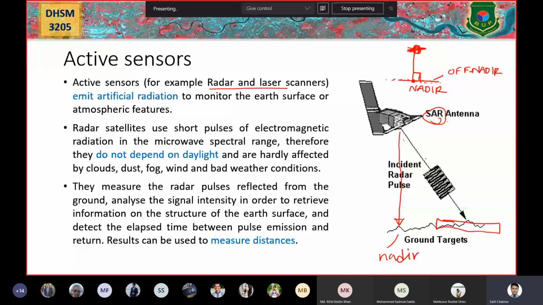Let's come back to the active sensors. As I was saying, active sensors comprise radar and laser scanners. All of them have their own energy sources. They emit this energy, the energy falls onto the surface and gets reflected, and the satellite again records the energy and finds out what's going on on the surface.